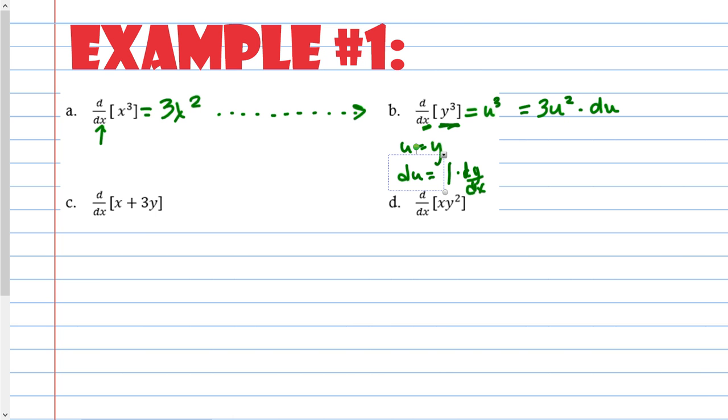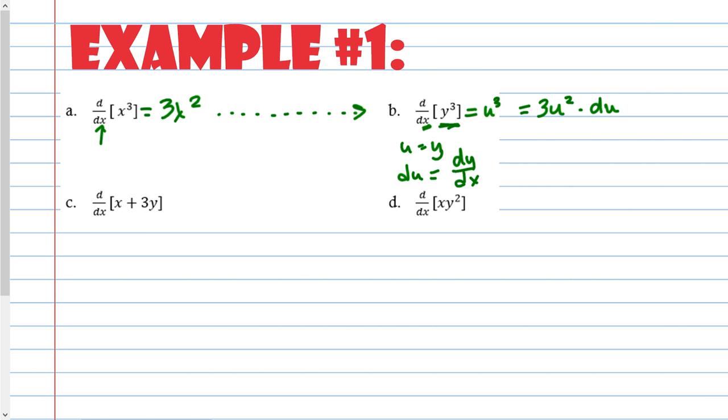The derivative of y is dy, but since we're deriving with respect to x, we're going to write dx. Let me fix that because it looks horrible. I don't need the 1, it's not really needed. Let me write this over. dy dx.